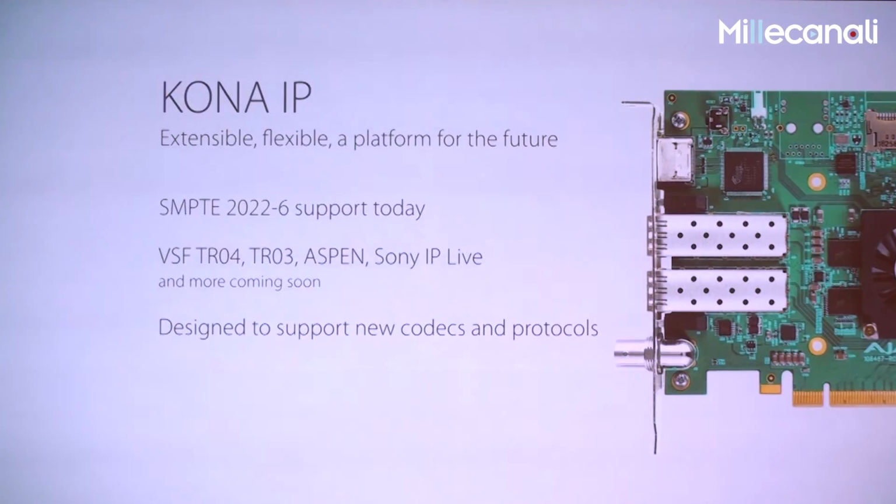So our roadmap, as we've been engaging these industry groups and customers and understanding where IP video is headed, there is a roadmap, a desired roadmap. 2022-6 being uncompressed is the easiest to implement today, so we have a lot of customers doing that on 10 gig. As IP video finds its way and customers choose which route they want to go, we will be there because the card is built to be extensible and flexible and programmable. So we have a roadmap for VSF TR04, 3, Aspen, Sony IP Live, and more, as well as codecs like JPEG 2000 and other codecs as well. This will all be announced soon in terms of specifics and upgrade plans as that roadmap starts to gel.